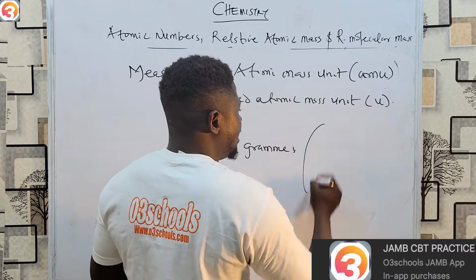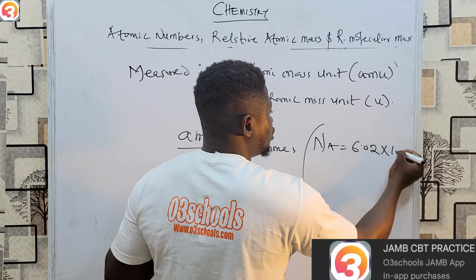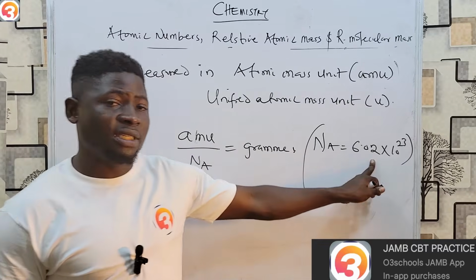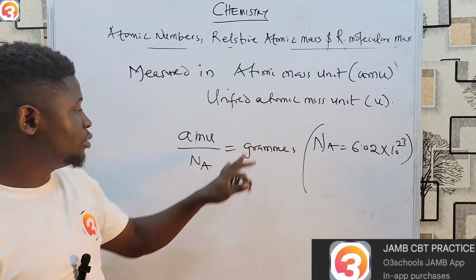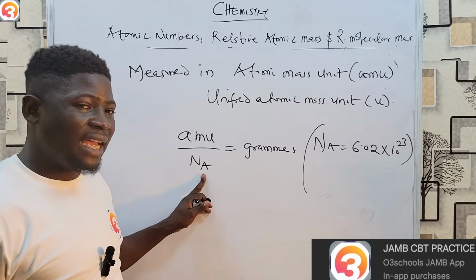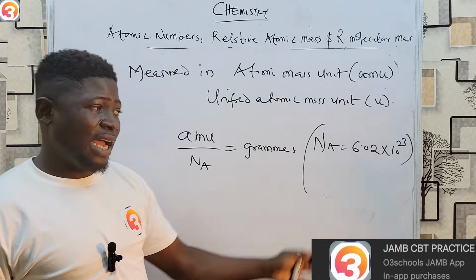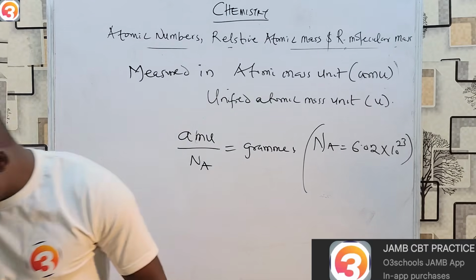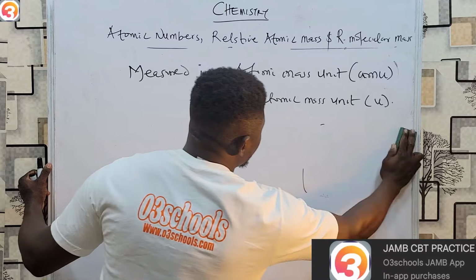Where this Na is equal to 6.02 times 10 to the power 23. That is the Avogadro's constant. So to convert atomic mass units, which is a very small unit, to grams, you divide by Avogadro's constant, Na, which is 6.02 times 10 to the power 23, and you have your unit in grams. All right. So having seen this, we are moving over and forging ahead to relative molecular mass.